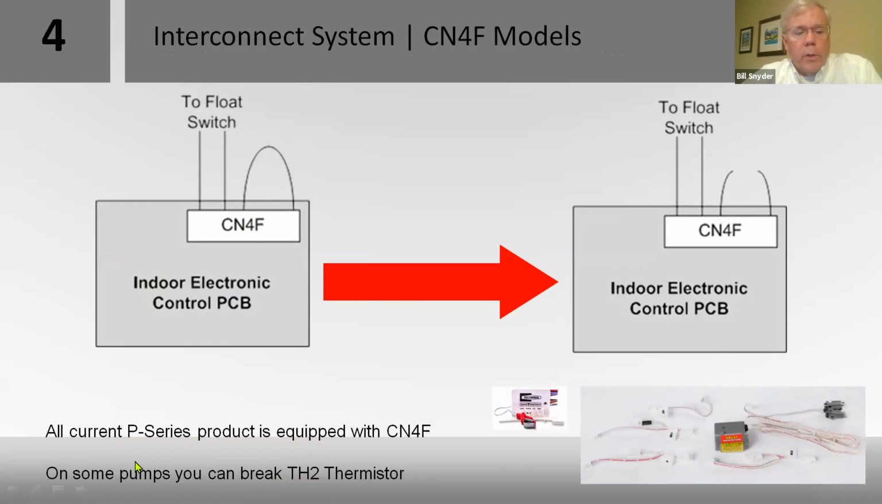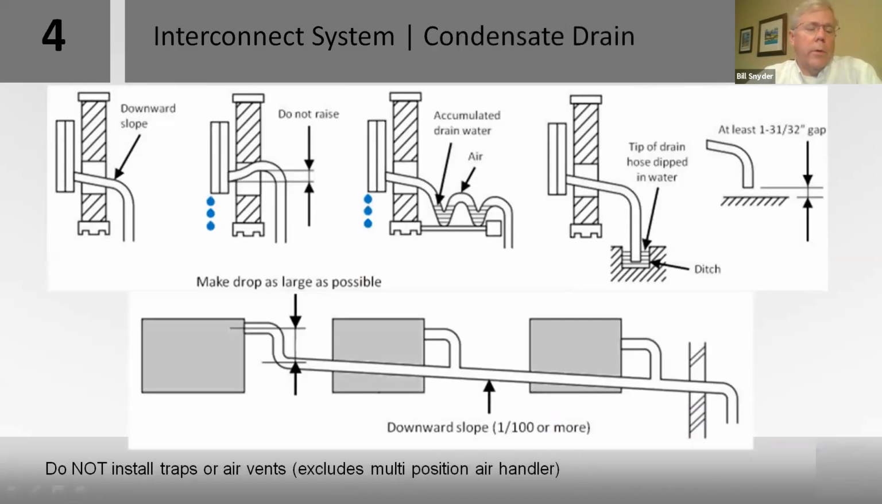Also, on some pumps you break the TH2 thermistor, and this style pump comes with all these little adapters. You unplug the TH2 thermistor, you plug this wire harness into it, and you plug the thermistor into the wiring harness, and then the other end of the wiring harness into this pump. That way, if this sensor here senses water, it will shut the equipment off, and you get an error code.